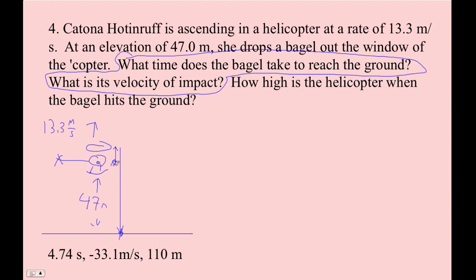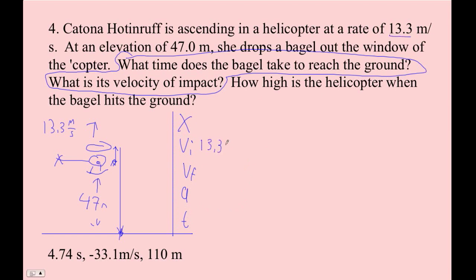Okay, so now let's solve this problem. We're going to go from the point of release to the point of impact there, right? So we just need to set up a little thing like this, right? X, VI, VF, A and T, right? And now we know the initial velocity is 13.3.